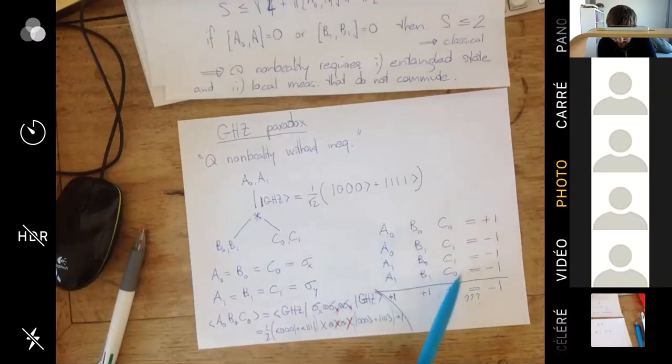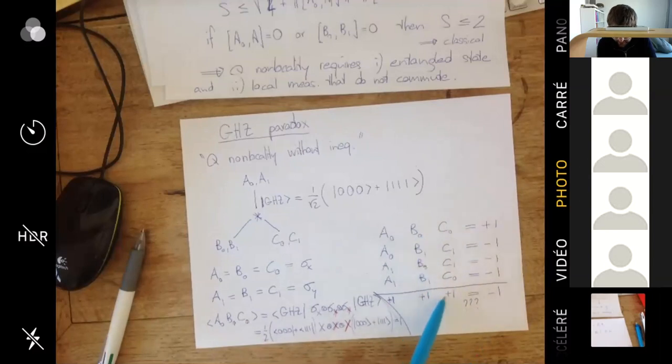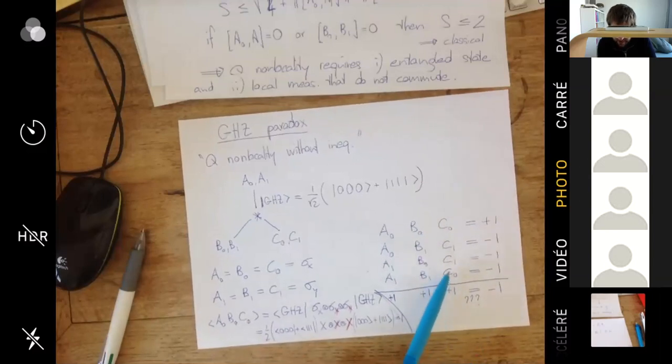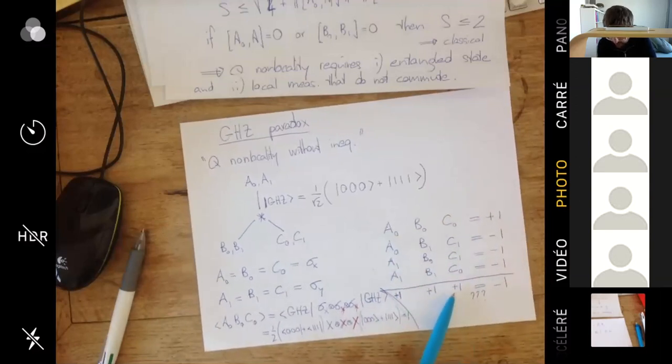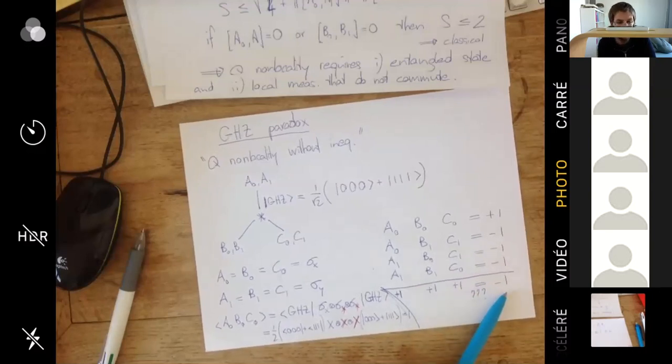Because no matter how I do it, if I multiply these four things, I will have a +1. That is independent of my choice of strategy. And in quantum mechanics, this thing is not +1, it's exactly the opposite, it's -1. Okay, so I have really a logical contradiction.